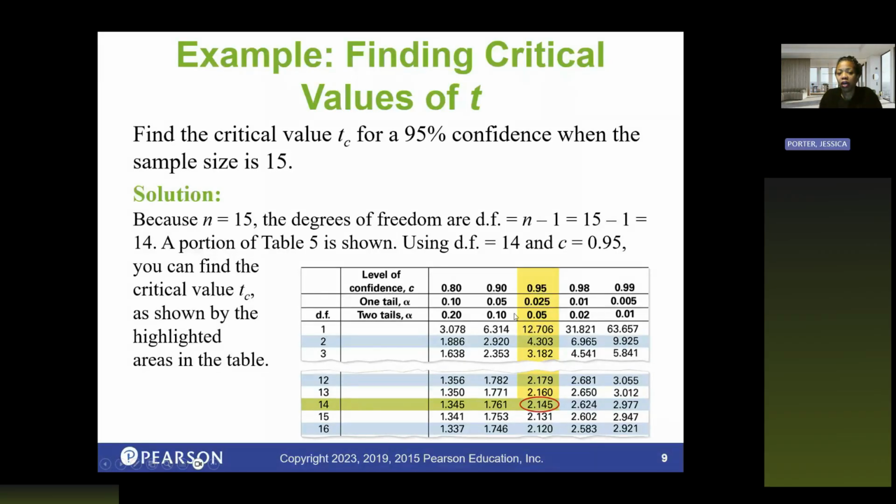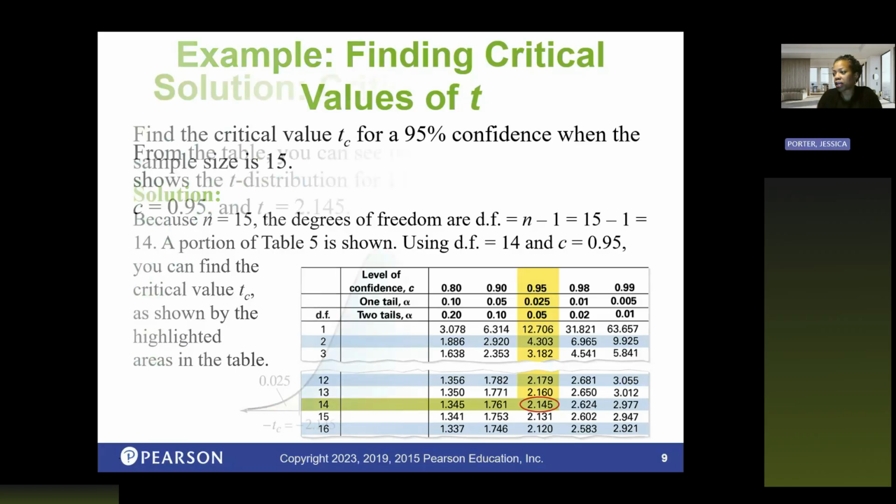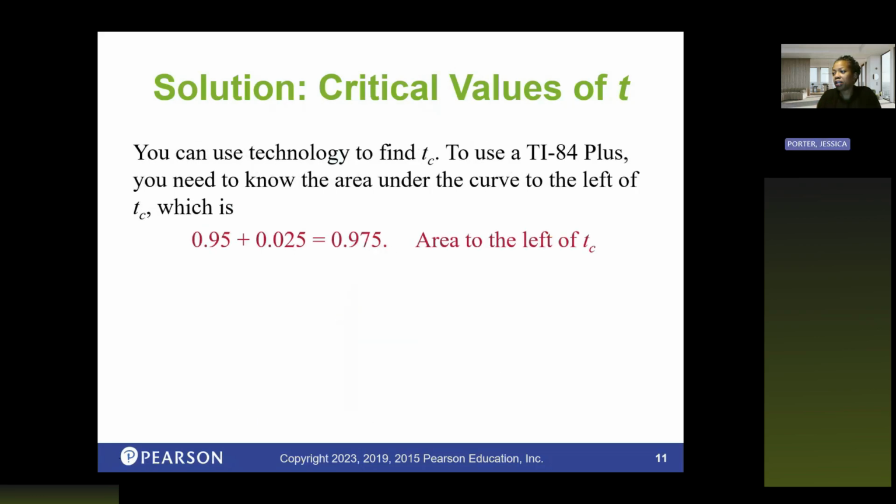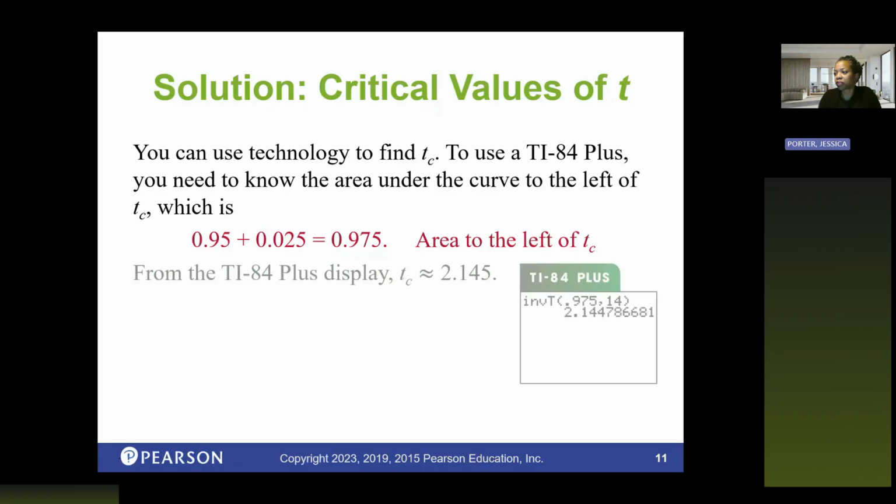Okay. So with technology, let me show you what that looks like in a graph, just so you can tell. It's 2.145 and negative 2.145, and that's going to become important here in a minute. And then when you use technology or the TI 84 plus, we'll start with that one. You want to use inverse T, and they're kind of giving you an idea of how to use inverse T here.